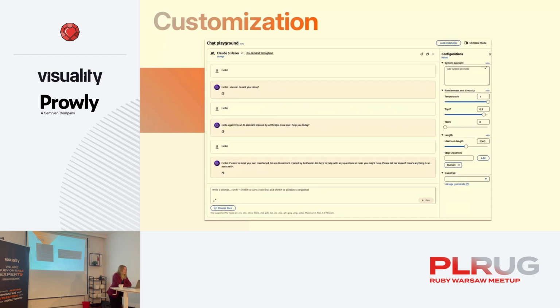When we set the temperature to 1, which is the maximum value, you can see that I'm still asking the same thing, I'm just saying hello, and the response is suddenly very different. Previously, all the answers were almost the same, but now we have: hello, how can I assist you today? Hello again, I'm an AI assistant. Hello, it's nice to meet you. So they are very different.